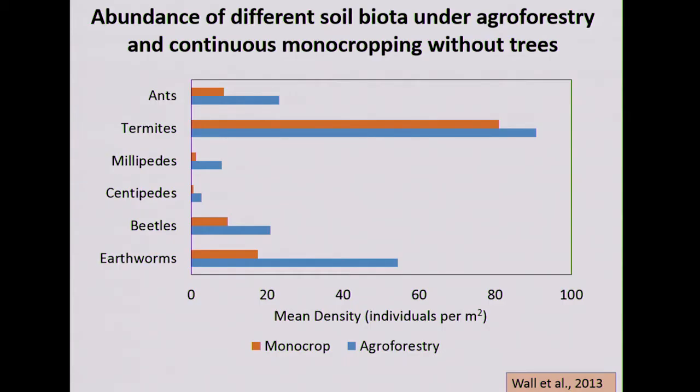Then another factor is within the agroforestry systems we have multiple trees, unlike a monocrop, trees, grasses, shrubs. So the diversity is higher in these systems compared to the monocrop systems. There are several studies. I selected this study done by Wall. They compared monocrop and agroforestry for mean density of ants, termites, millipedes, centipedes, beetles, and earthworms. As you see here, all these counts are higher within the agroforestry system as compared to the monocrop systems.